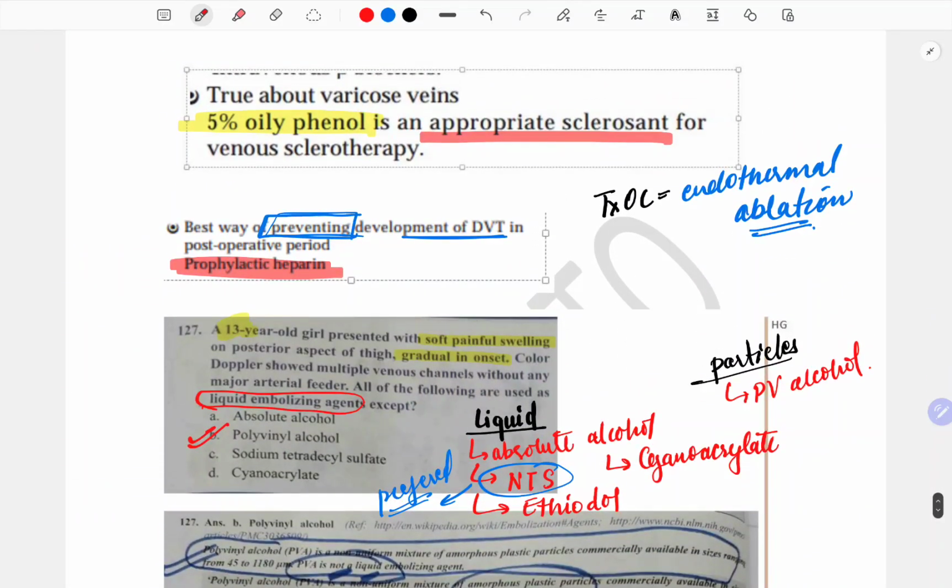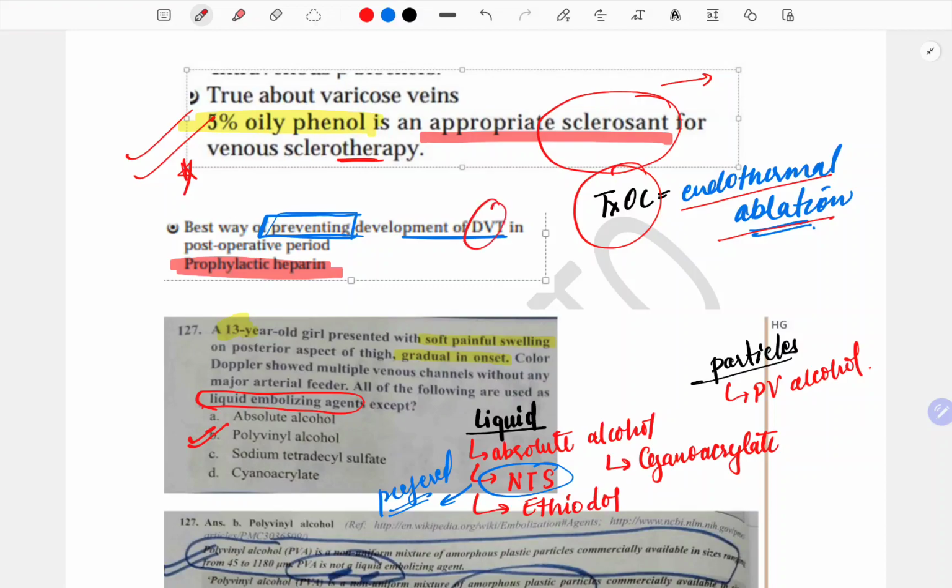Now the truth about the varicose vein: 5% oily phenol is an appropriate sclerosant for venous sclerotherapy. Sclerosing agents in varicose vein treatment are only used for telangiectasia or reticular vein treatment, not for proper varicose vein treatment. So remember this point because a question has been asked on what I told just now. The treatment of choice is endothermal ablation. Second, the best way of preventing the development of DVT in the post-operative period is prophylactic heparin. Definitely you will not want the clot to occur, so prophylactically you will give heparin.